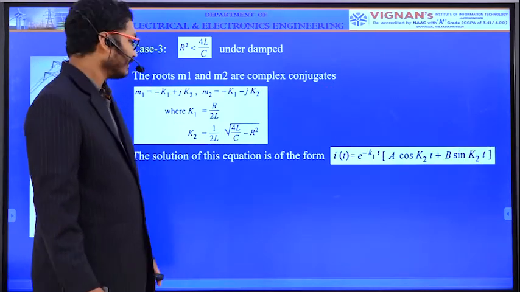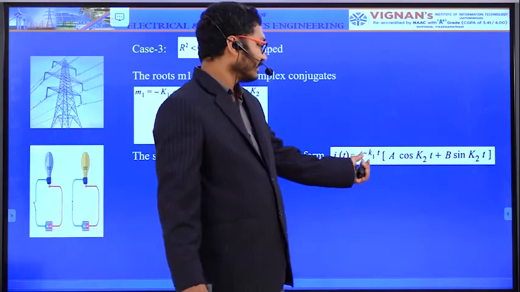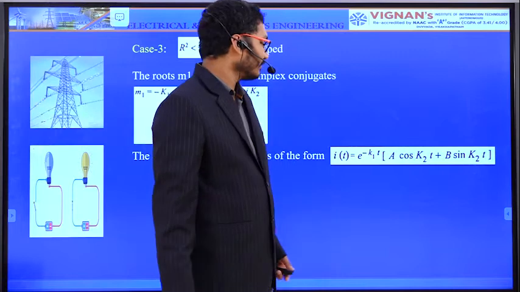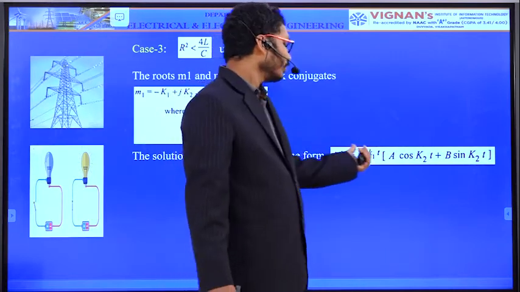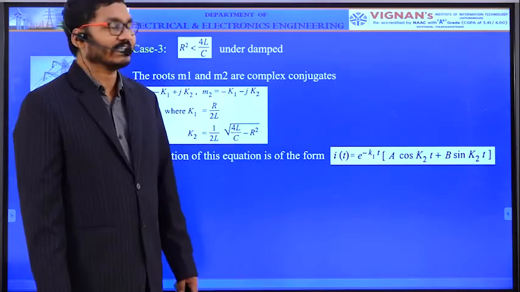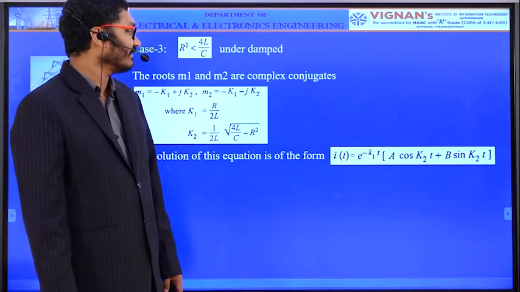If you see here, you will get the solution like this: e to the power of minus k1t times (a cos k2t plus b sin k2t), where k1 and k2 are already known. We only have to solve for the a value and b value. How will we eliminate the a value and b value?